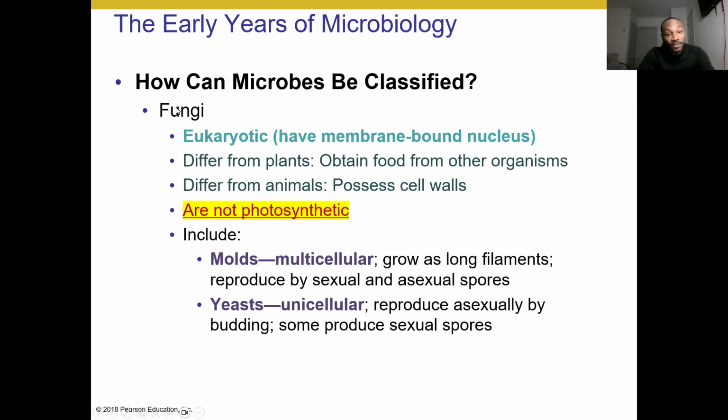Fungi are microorganisms, but they are eukaryotes, so they have a membrane-bound nucleus. Fungi differ from plants because they obtain their food from other organisms, but they differ from animals because they possess a cell wall. Fungi are not photosynthetic. You have two forms of fungi: molds, which are multicellular and grow in long filaments, and yeast, which are unicellular. So remember, fungi are not photosynthetic, and molds are multicellular and grow in long filaments.